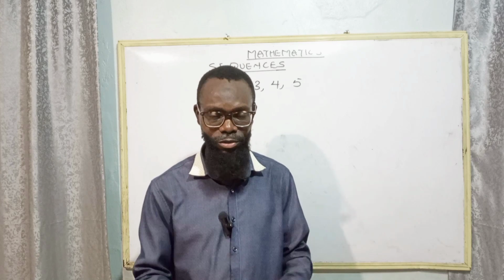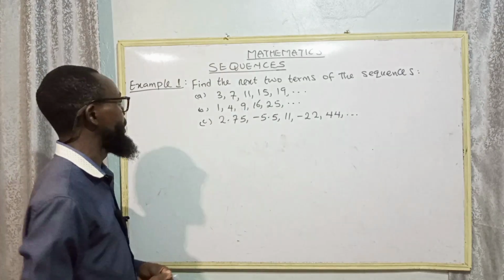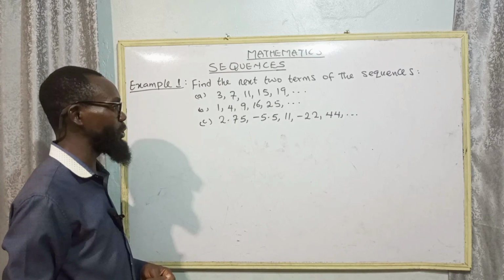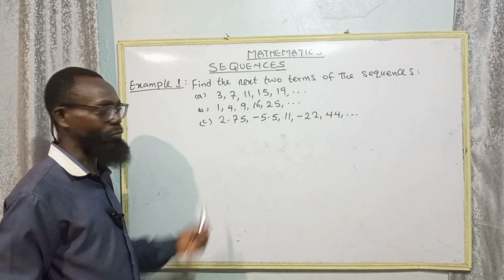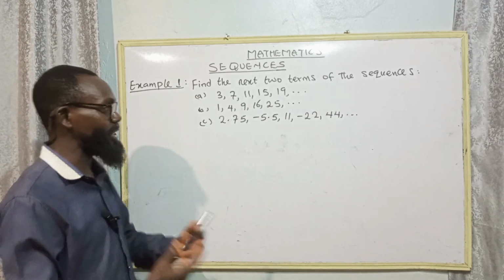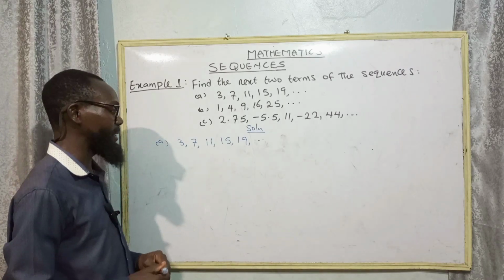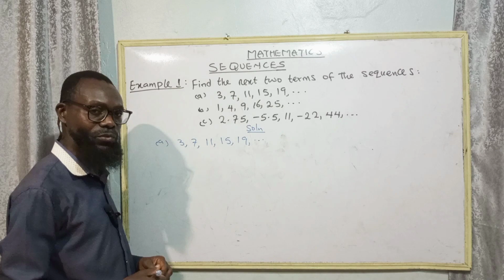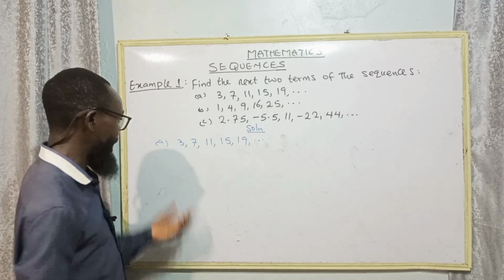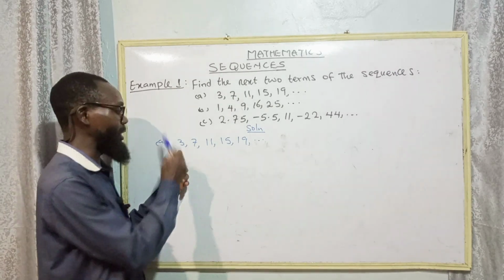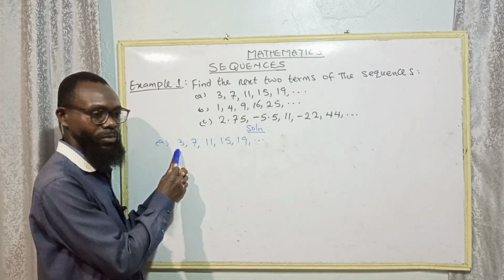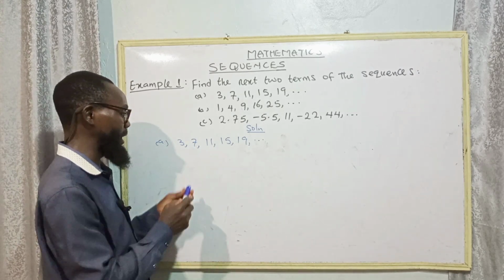Let us move on. Example 1. Find the next two terms of the sequences. We have 3, 7, 11, 15, 19. Now, if this is 3, how do we get 7 from this 3? How do you get 11 from this 7?